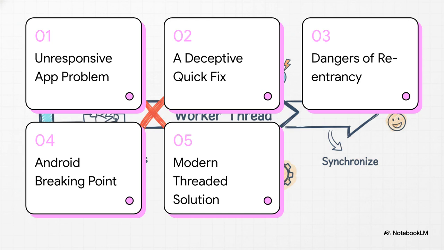We're going on a bit of a journey. First, we'll really nail down that frustrating UI freeze problem, what it is and why it happens. Then we'll look at the deceptive quick fix that seems so magical at first, but is actually hiding some deep, serious dangers. We're going to expose those dangers and talk about a particularly nasty bug producer called reentrancy. And then we get to the climax, the Android breaking point. This is where that quick fix goes from just being risky to being absolutely fatal for your app. And of course, we'll wrap up by looking at the modern, the professional, and frankly, the correct way to solve this problem for good, using proper threading.